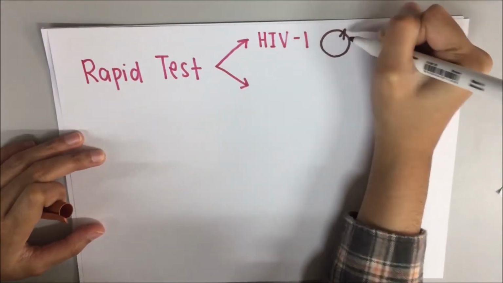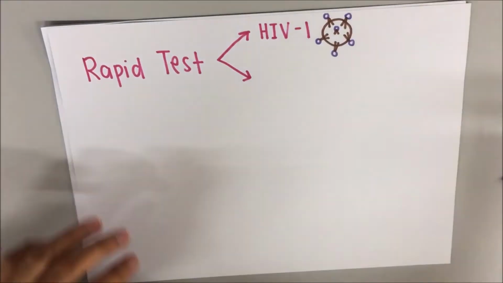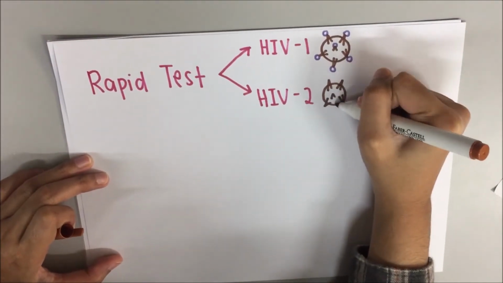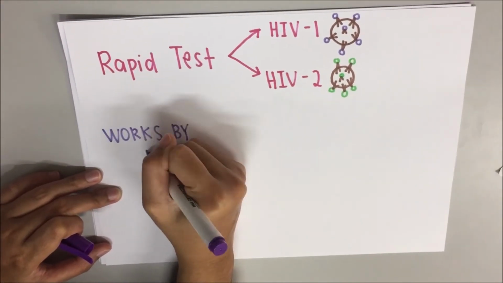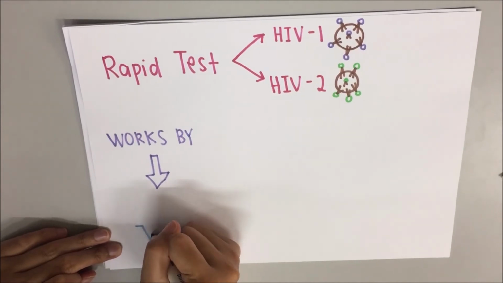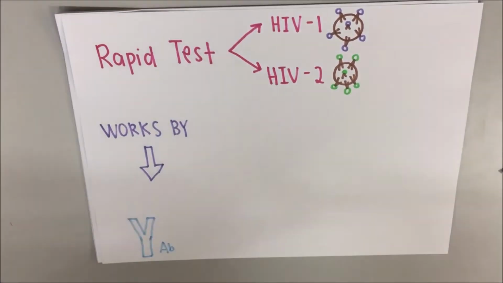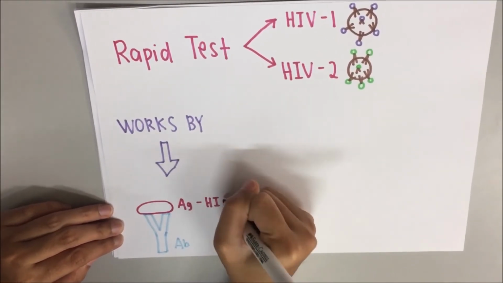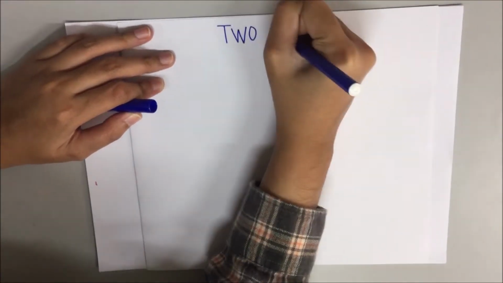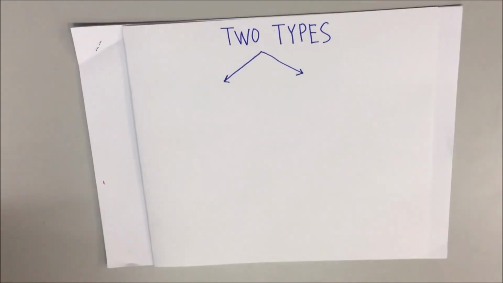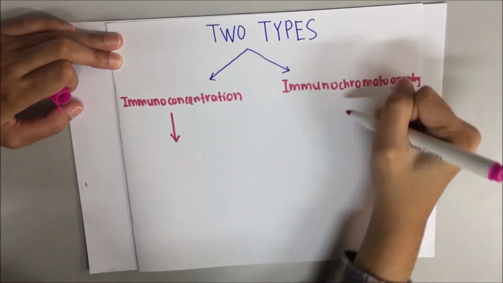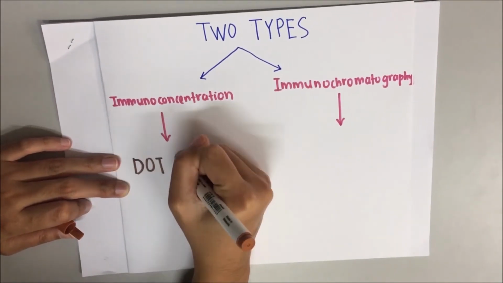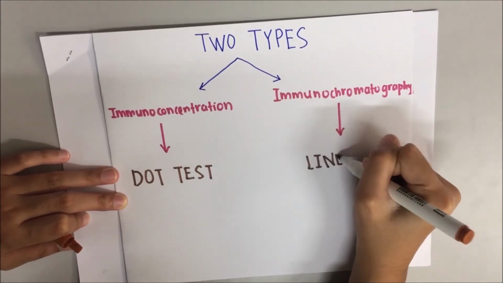Finally is the rapid test. Rapid tests are used to detect HIV antibodies in the blood, mostly HIV-1 and HIV-2 antibodies. They work by capturing antibodies or antigen on a solid surface and then attaching molecules to them that allow detection by the naked eye. There are two types of HIV rapid tests, which are immunoconcentration and immunochromatography. Immunoconcentration involves a dot test, whereas immunochromatography involves a line test.